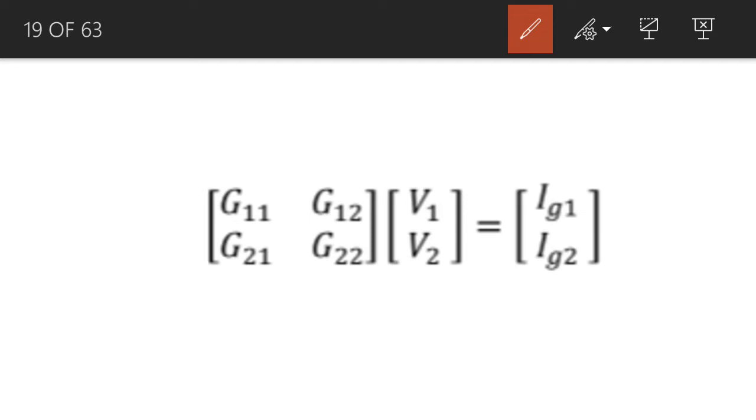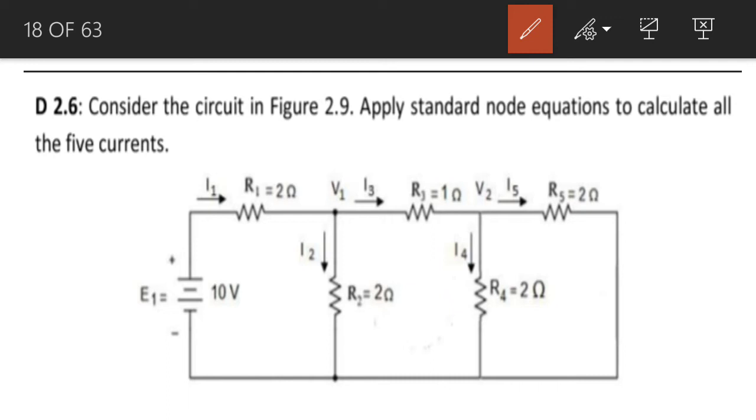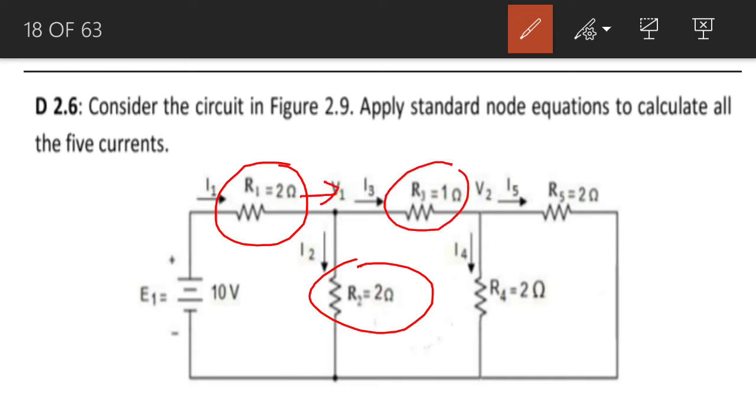Let us calculate the elements of the G matrix. So we calculate G11. For G11, we consider the resistors which have been connected to node 1. So let us go back to the circuit diagram and find the resistors which have been connected to the first node. So the resistor R1, the resistor R2 and the resistor R3 have been connected to the first node. These three resistors have been connected to the first node.